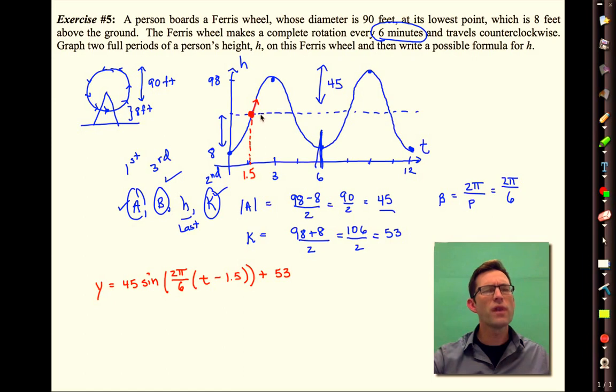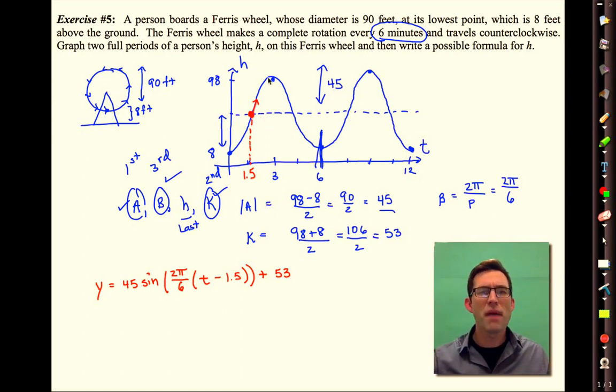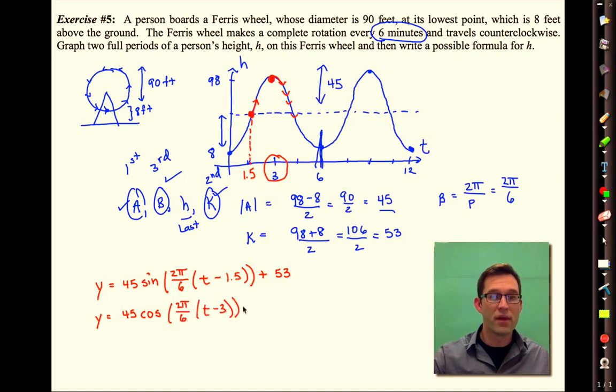Why don't we go with a fundamental cosine? Now remember, cosine starts at its maximum. And the first maximum I have is right here, right? So if I want to just model with the positive cosine, what I need to do is have a horizontal shift of 3 units. So this is a perfectly good equation. 45 times the cosine of 2 pi divided by 6 times t minus 3 plus 53. That works too. Oh, it doesn't end there.